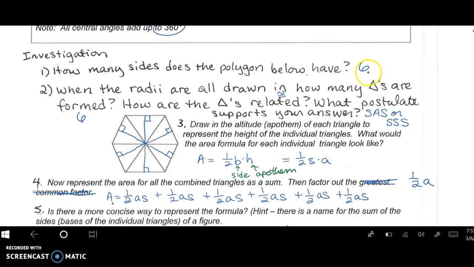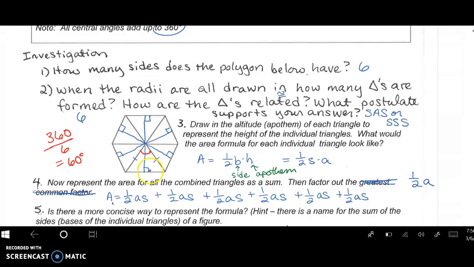Okay, so let's check our answers on the investigation real quick. You should have had 6 sides. It's a hexagon. When the radii are all drawn in, there were 6 triangles, and that will always be the case. The number of sides will be the same as the number of triangles the regular polygon can be split up into. How are the triangles all related? They're all congruent. What postulate supports your answer? I said SAS because my radii are congruent, and my central angles are all congruent because I divided them up evenly. 360 divided by 6 central angles, each one will be 60 degrees.